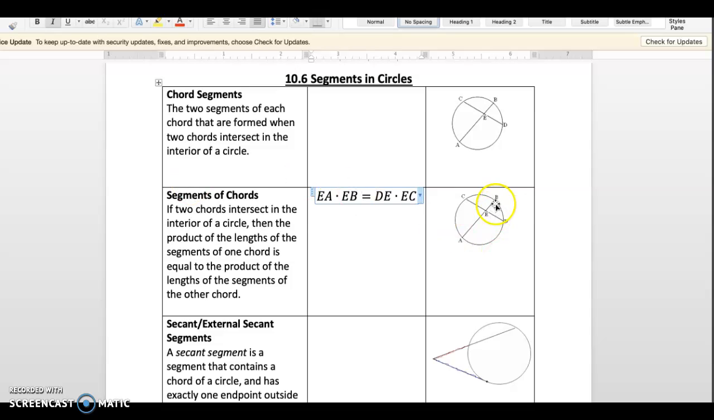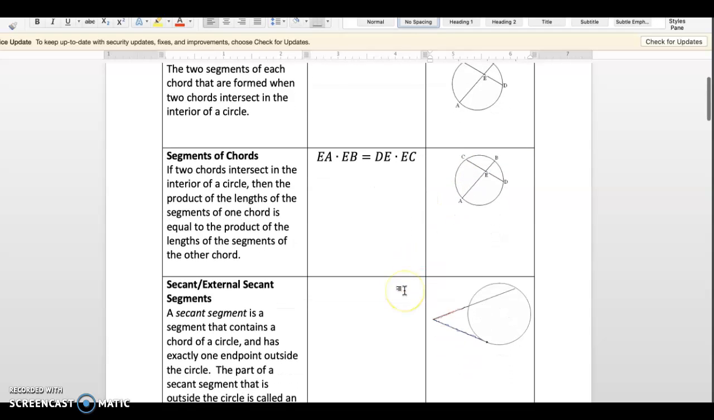So if we're looking at two different chords that are intersecting at point E within the circle, I can conclude some information about that. I can say that AB and CD intersect at point E. Therefore, EA times EB, so the different sections of AB, are equal to DE times EC, the two different sections of the other chord. It's just some cool math that works out.